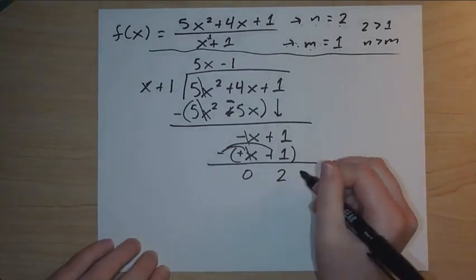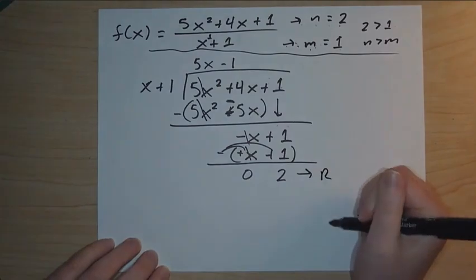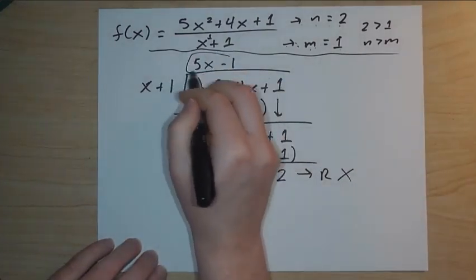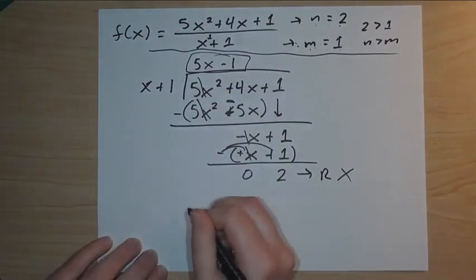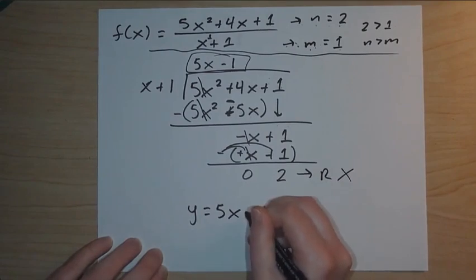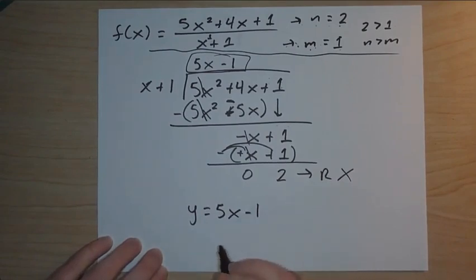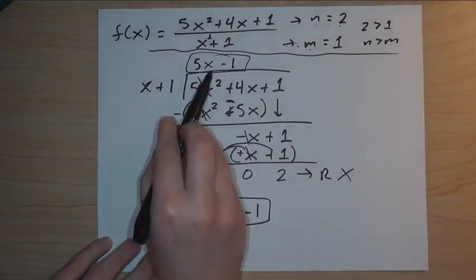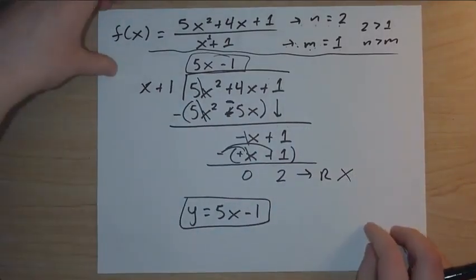So we don't actually care about remainders. This is the remainder, it's a remainder 2, but we don't actually care about them. All we care about is this result right here. Set that equal to y, and then you have your oblique asymptote. So our oblique asymptote is the line y equals 5x minus 1, whatever the result of our long division was.